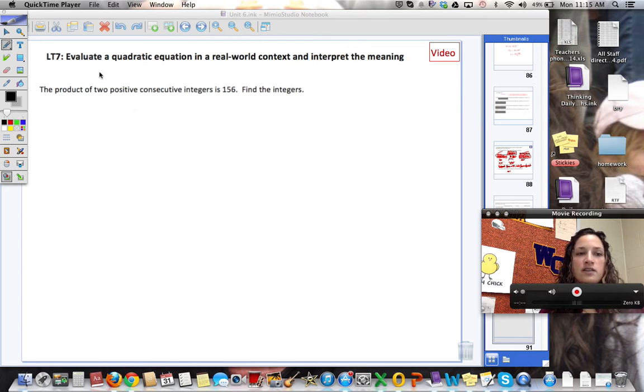Learning target 7: evaluate a quadratic equation in a real world context and interpret the meaning. For these ones, you have to be pretty good at doing the quadratic formula and all of the different types to solve them: quadratic, factoring, squaring.